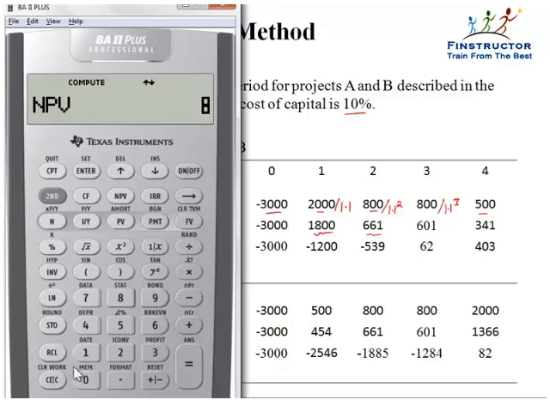So press the button 800. We can clear out first. Then press 800. Store it in the memory register 1. Press 1.1 to the power 3. Press the button y to the power x, 3, and press equal to. Store it in the memory register 2. Recall 1 divided by recall 2 will give you $601 as we have mentioned.